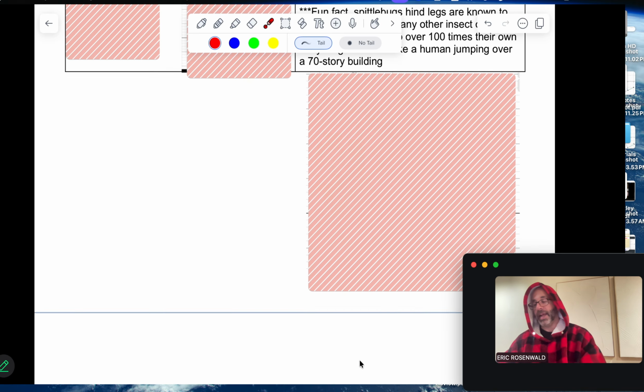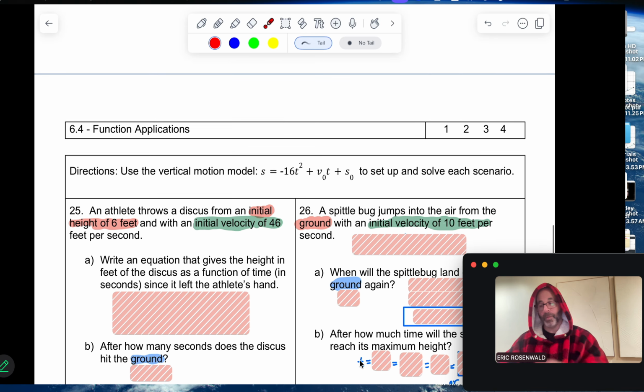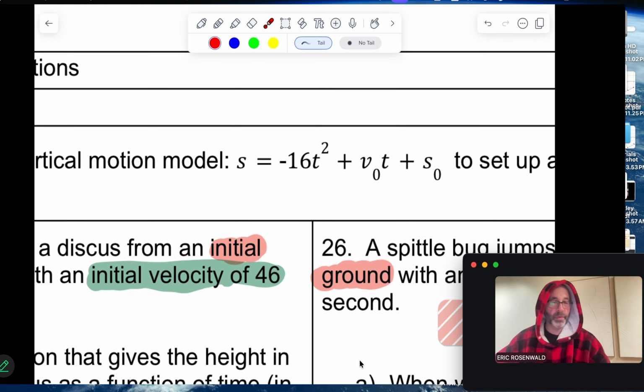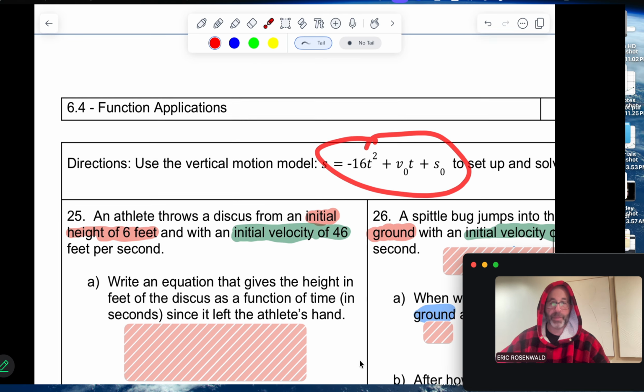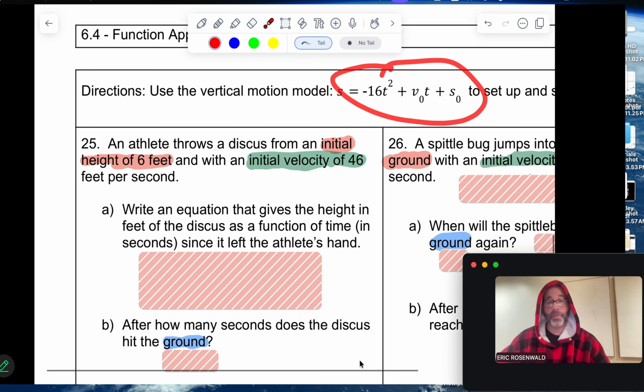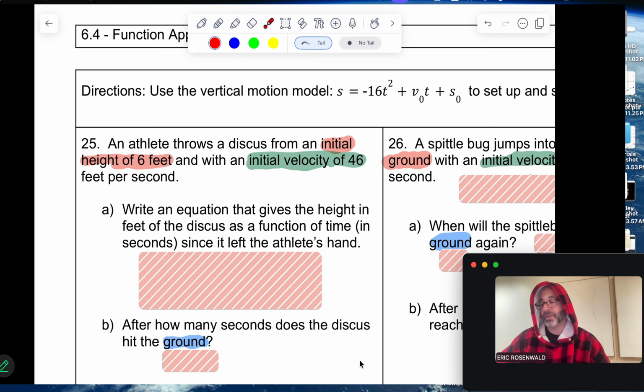All right, last section here are the vertical motion models. The equations will be given to you. You'll either see this or you'll see the actual equations, so you don't have to memorize that. But you just have to know where things go. This problem says an athlete throws a discus from an initial height of 6 feet and with an initial velocity of 46 feet per second.